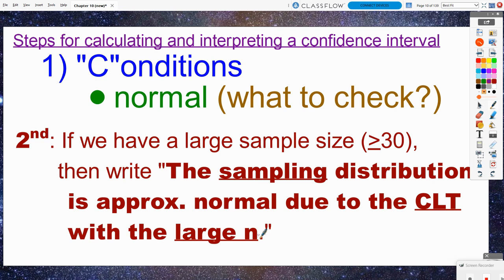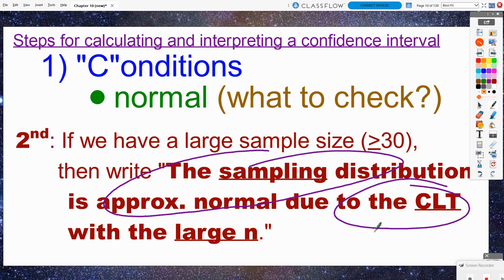So again, you have to mention those three things, that the sampling distribution is approximately normal. Why? The central limit theorem. Why does the central limit theorem work? Because of the large sample size. So those three components, in any order really, as long as you mention all three of those things.